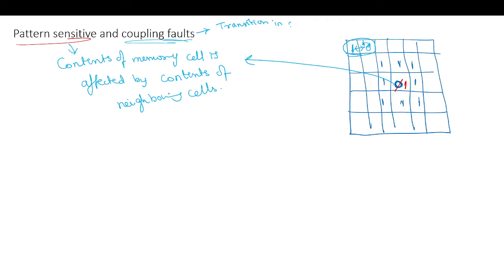A transition in the contents of one memory cell causes a change in the contents of another cell. And these pattern sensitive faults are common for memories with high density RAM cells.